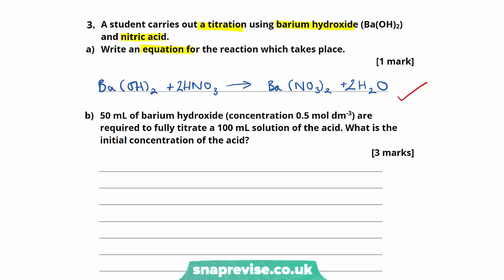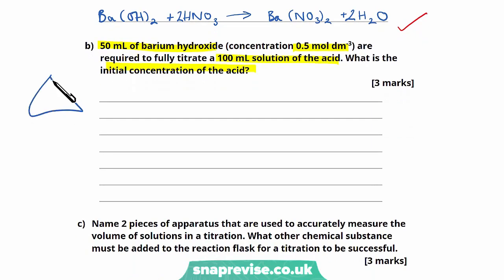In part B, we're told that 50 ml of barium hydroxide, a concentration of 0.5 moles per decimeter cubed, are required to fully titrate a 100 ml solution of our acid. We're asked what is the initial concentration of the acid. So the first thing we're going to do is write out the pyramid we're going to need. We know that the number of moles is equal to the concentration times the volume of our solution.